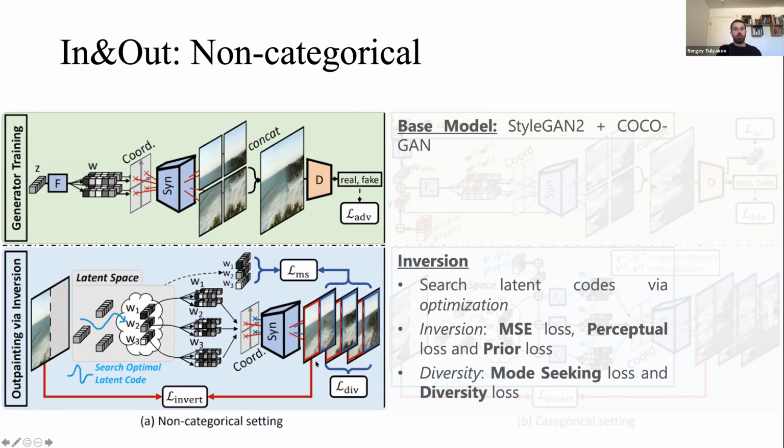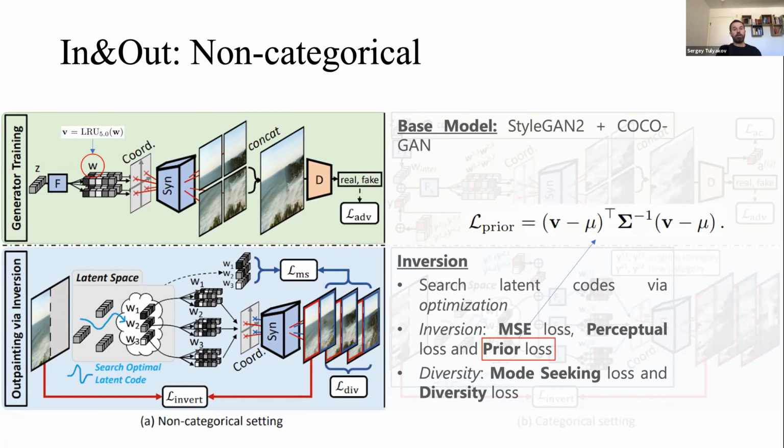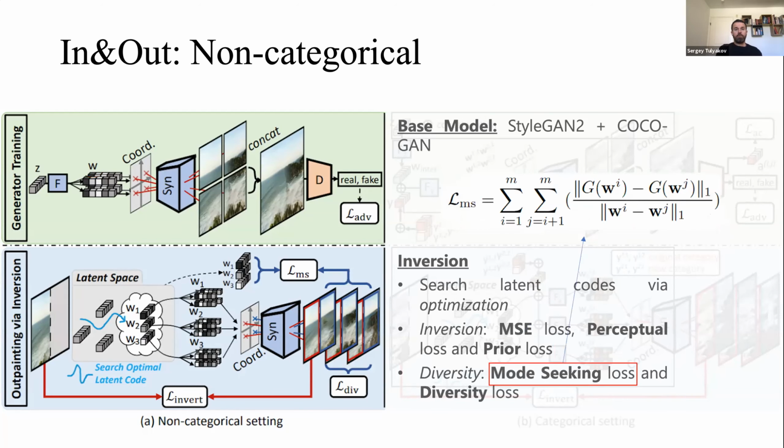So we use a standard optimization-based method for GAN inversion, and in addition to L1 and perception losses so that the reconstruction works well, we also had a prior loss on this Gaussianized latent space. So we computed the training statistics of W and made sure that the Gaussianized W conforms to that statistics. Additionally, we applied the mode-seeking loss, which worked well for many image-to-image tasks.